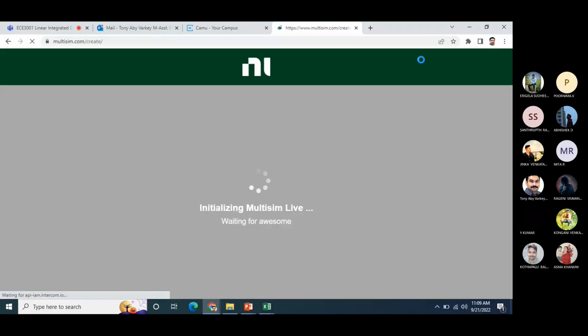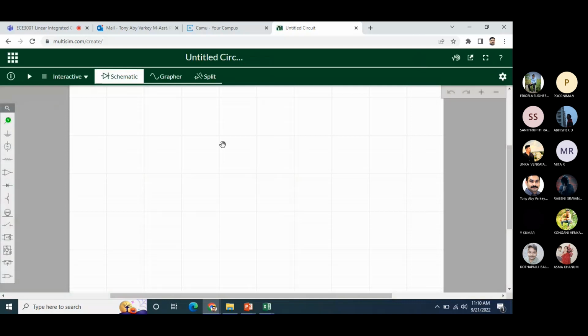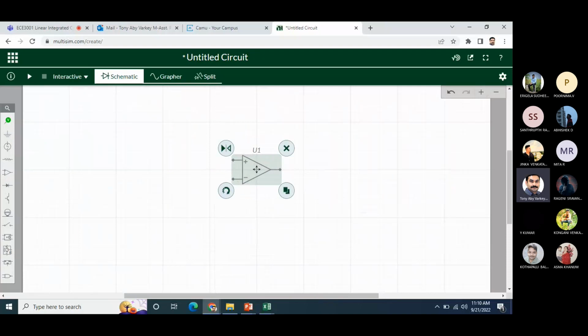Okay. Create circuit. Now I will take the op amp. 3-terminal op amp I'm taking. I'm connecting it here. Now I want the inverting terminal to be up, so I will flip it first and then rotate so that the inverting terminal will be up. It will become easy for us to wire. That's why.